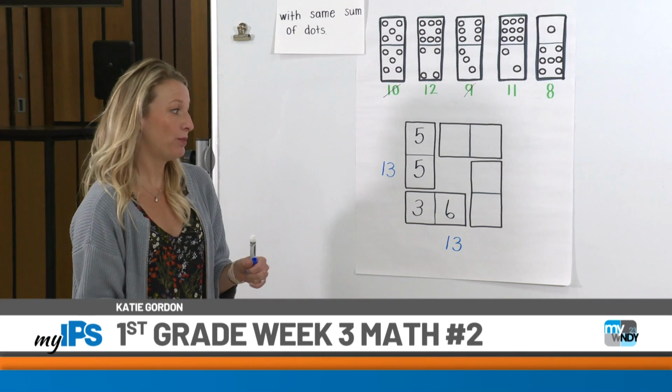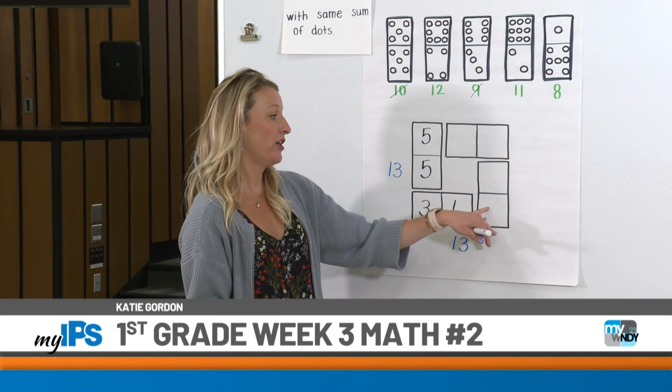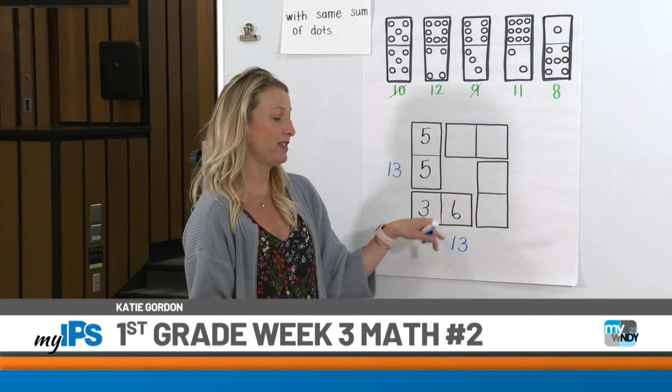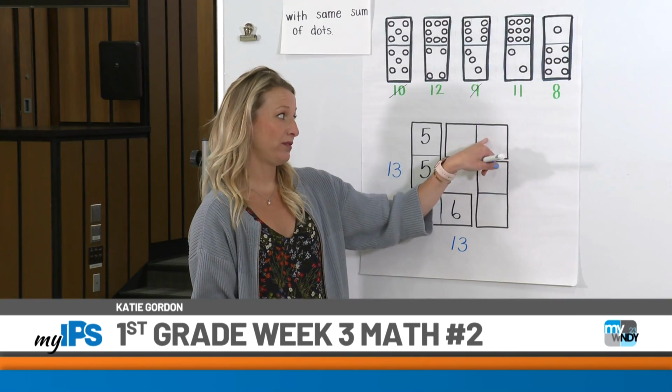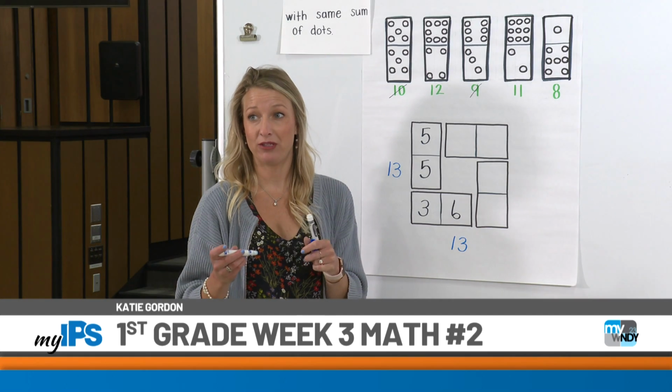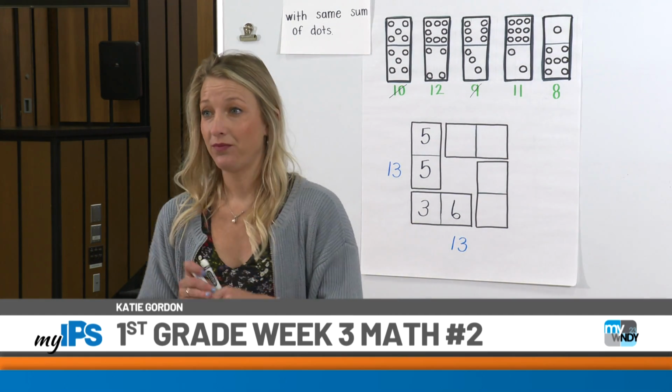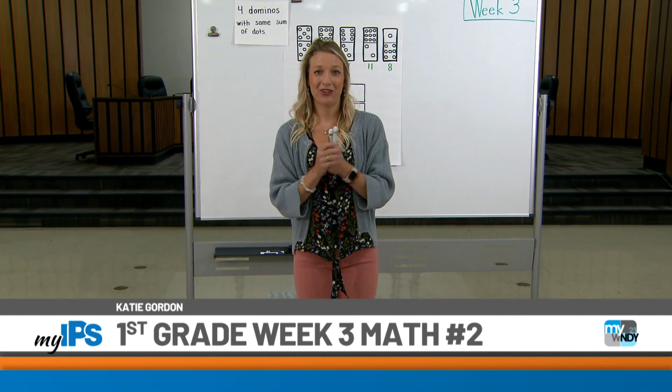So you're going to have to play around with the dominoes and place them here. Your next one to solve is 3 plus 6 is 9. How many more do you need to get to 13? And then you'll get your last 2 dominoes filled in, okay? So 3 add-ins, 13 total on each side.